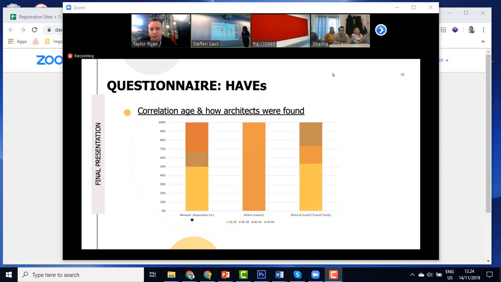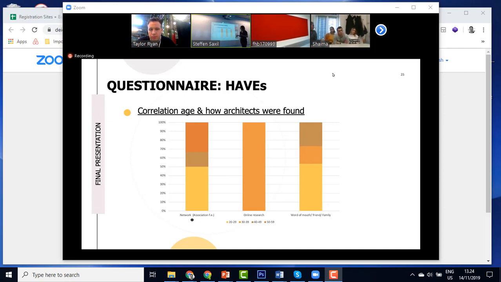We also asked them how they're planning to find the most suitable architect. There you can see that the people that are 30 to 39 want to find their architect through online research.